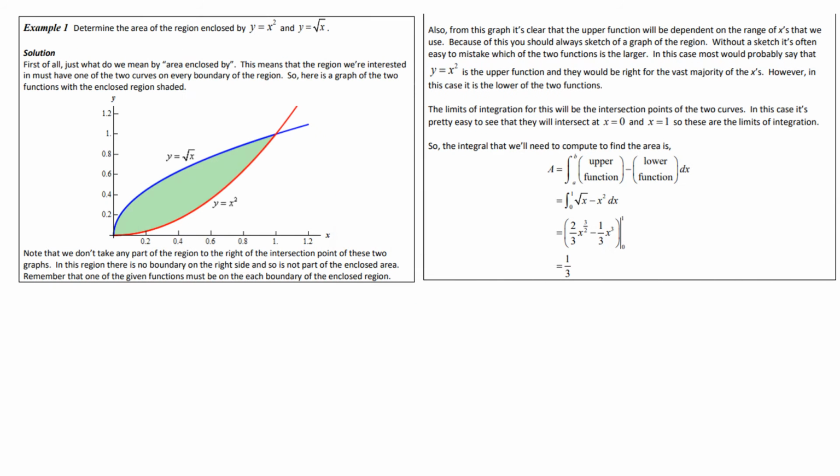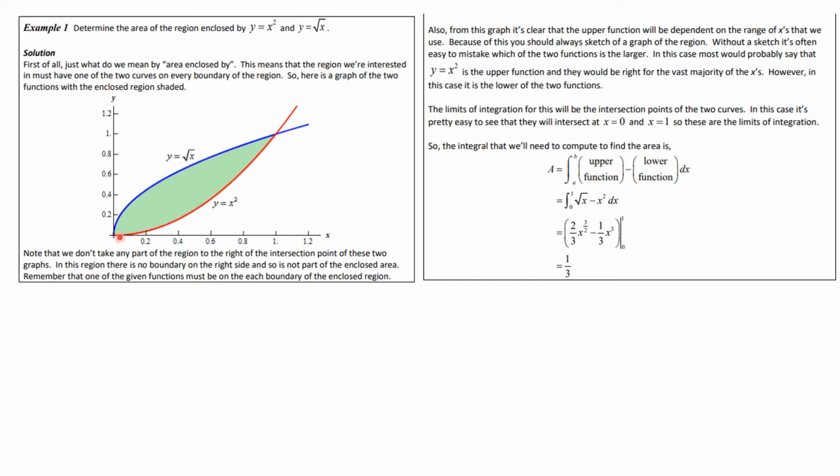Well, the first thing you need to do is understand what we mean by the area enclosed by. This means that the region we're interested in must have one of the two curves on every boundary of the region, and you want to think about what that means. So here's the graph of the two functions with the enclosed area shaded. I've sketched the graph, so I realize that the one on top is the square root of x and the one on the bottom is y equals x squared. So this is definitely the area we're talking about.